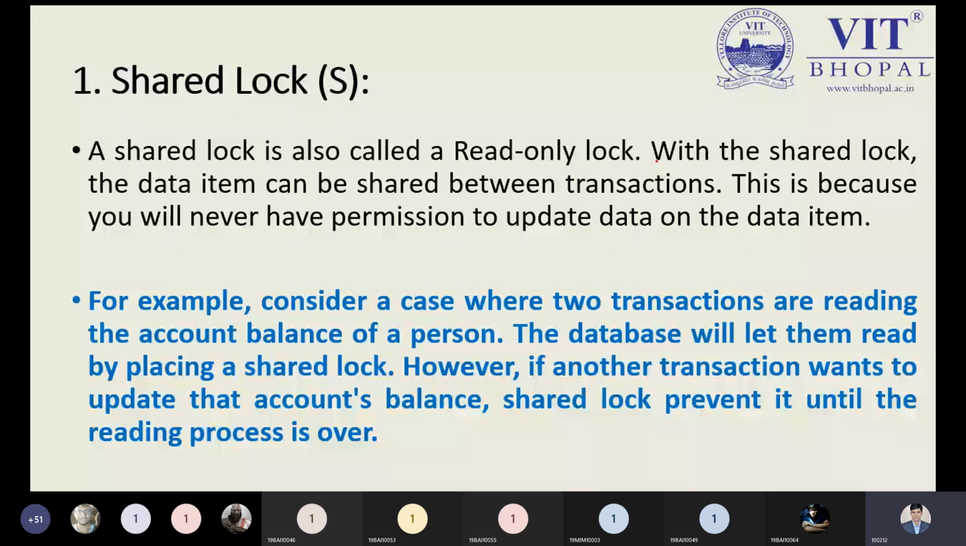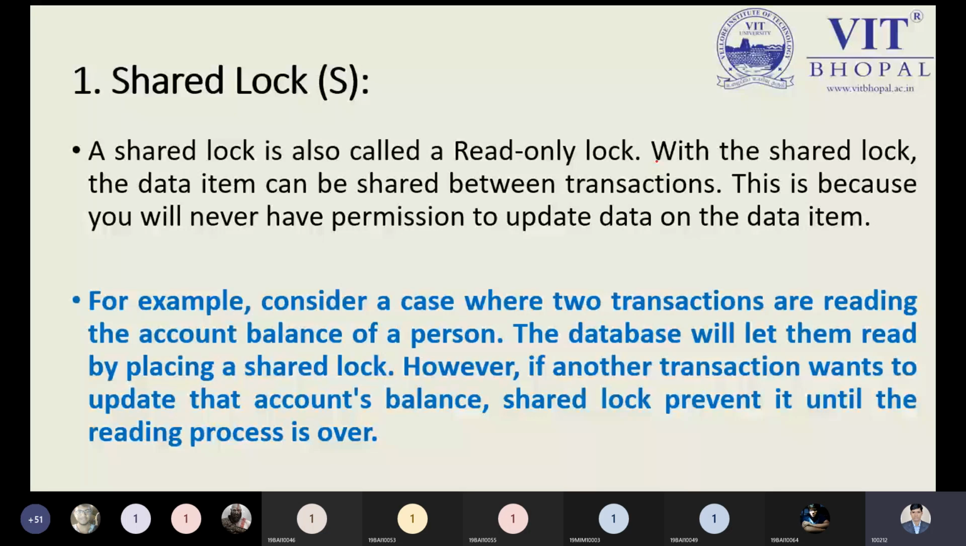Basically, a shared lock is also called a read-only lock, as I told you in the previous slide. With the shared lock, the data item can be shared between transactions, but only in read-only mode. This is because you will never have permission to update the data item. So if two or multiple transactions access the information, there will be no issue, because we don't have any right to update anything on the data item.